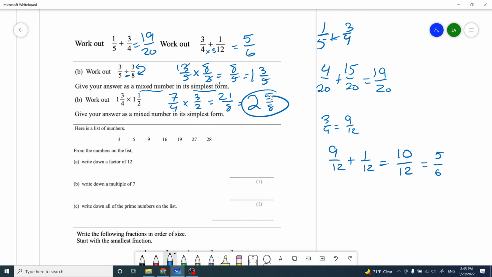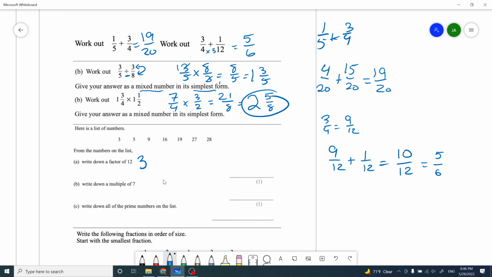Okay, moving on, we have a list of numbers: 3, 5, 9, 16, 19, 27, 28. From these numbers, I need to write down what is a factor of 12. So what numbers can I multiply together to make 12? 1, 2, 3, 4, 6, and 12. Well, 3 is the only one of those numbers in this list.